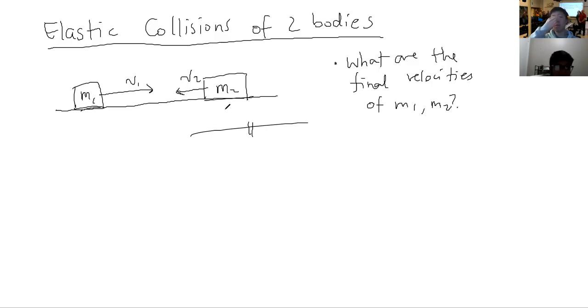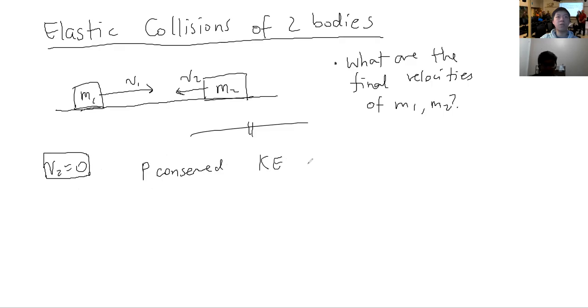First of all, the case we're going to consider first is where V2 is equal to zero, right? And then you'll see why we're able to assume this and how we can bring this into a more general perspective. So first, let's assume V2 is equal to zero. We know that P is conserved and we know that kinetic energy is conserved. So how do we put that into a formula? How do we put that into math?